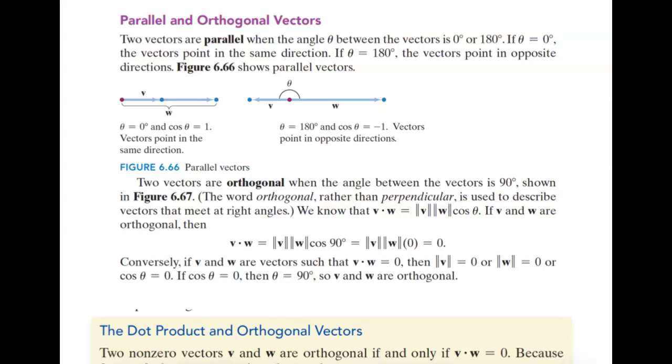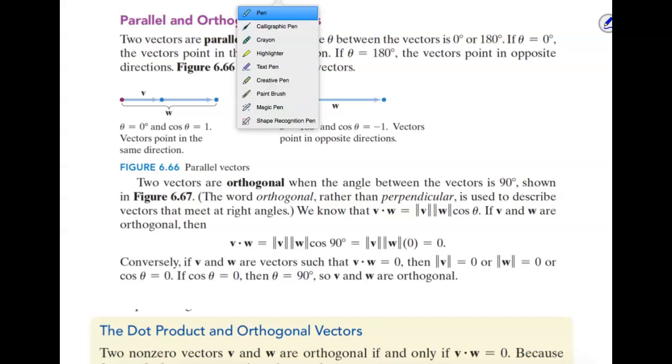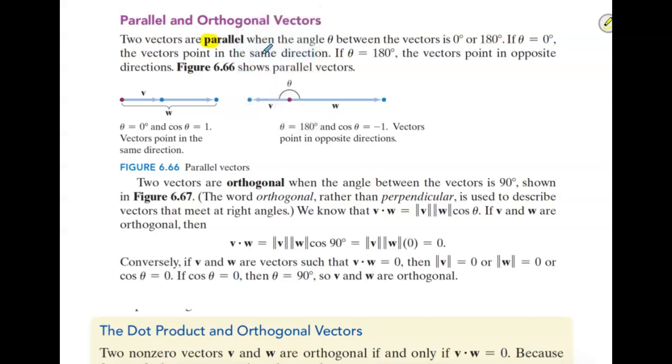This video focuses on parallel and orthogonal vectors. Two vectors are parallel when the angle theta between the vectors is either 0 degrees or 180 degrees. So two vectors are parallel when the angle between them is either 0 degrees or 180 degrees. If they're 180 degrees, the vectors point in the opposite direction.